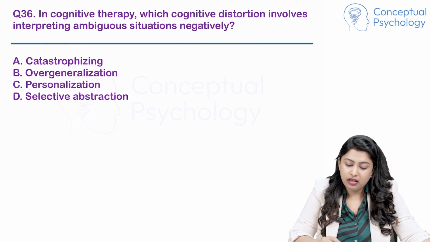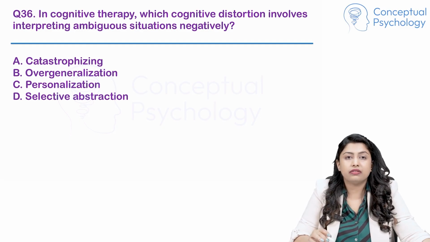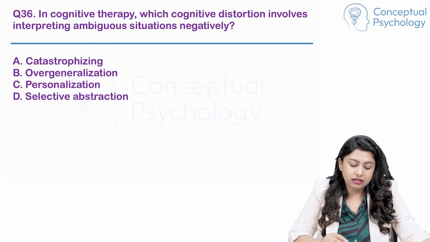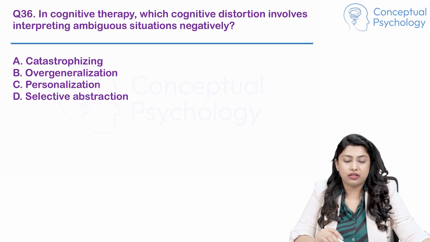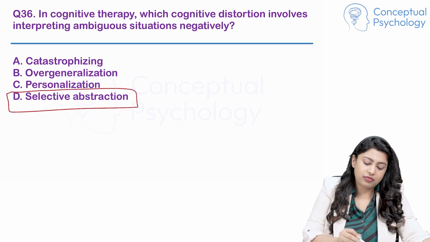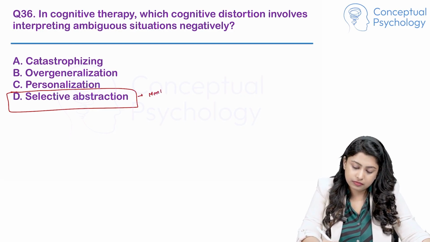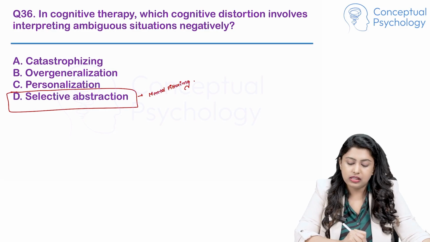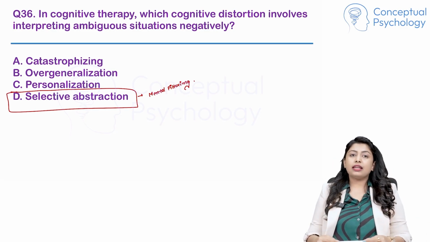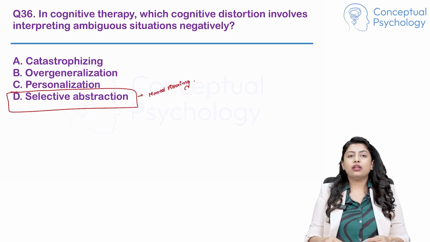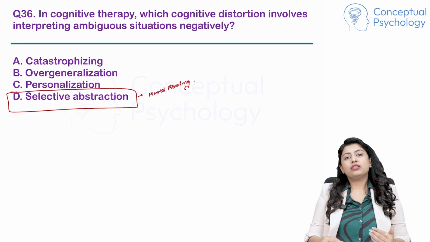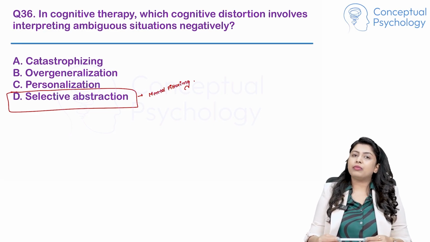In cognitive therapy, which cognitive distortion involves interpreting ambiguous situations negatively? A. Catastrophizing, B. Overgeneralization, C. Personalization, and D. Selective abstraction. So the correct answer is selective abstraction. This is also known as mental filtering. It involves focusing exclusively on the negative aspects of a situation while ignoring the positive elements, which leads to consistently negative interpretation of the ambiguous situations.